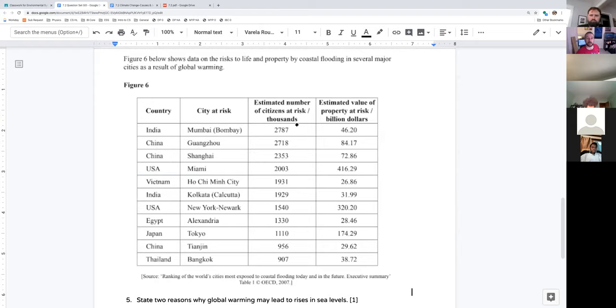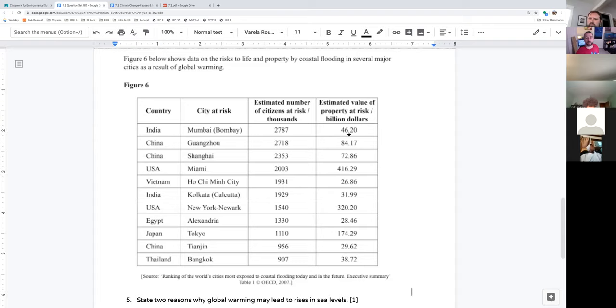And so this is estimated number of citizens at risk in thousands. We know that increased global warming will cause melting ice, so sea levels rise. Excellent. And so this would be 2,787,000 citizens at risk from global warming, from sea level rise, coastal flooding.